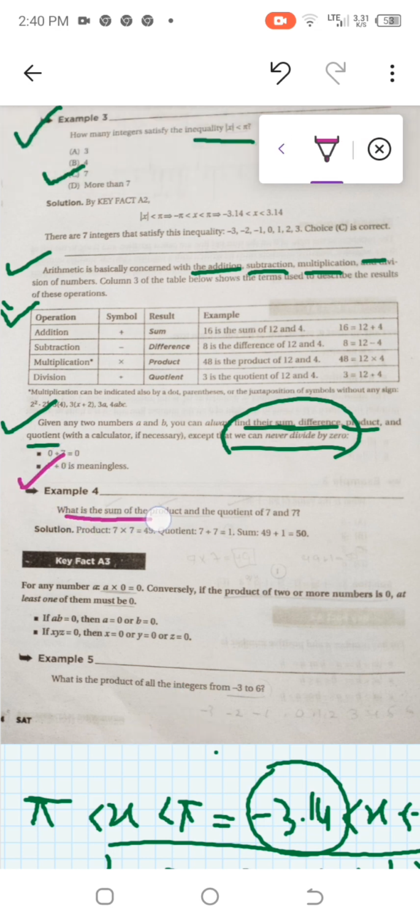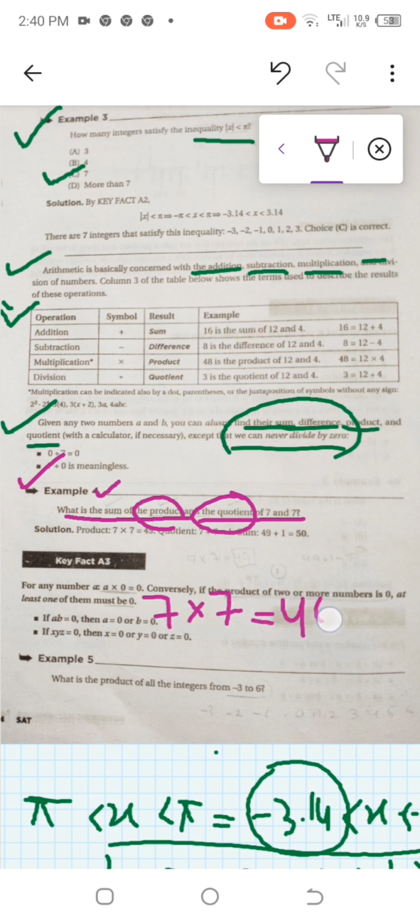What is the sum of the product and quotient of 7 and 7? So first they have been asked for the sum, of what? Of the product first and then the quotient. So first we have to find out the product. So 7 into 7 will be 49, and then we have to find the quotient, so that will be 7 divided by 7 is equal to 1.